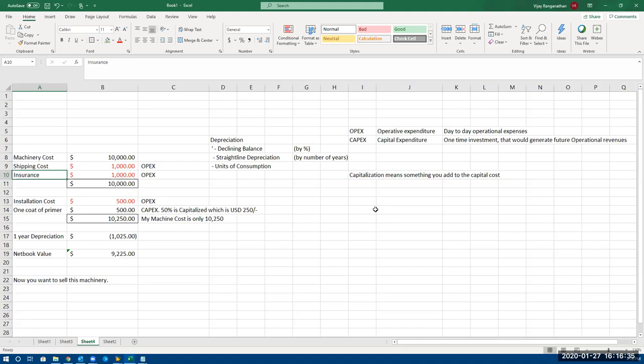Jay, I also have the same confusion. It will be a maintenance expense, right? Like the car oil, that's OPEX, right? Okay. It's expenses. It's not a capital expense. It's a profit and loss statement. Okay.